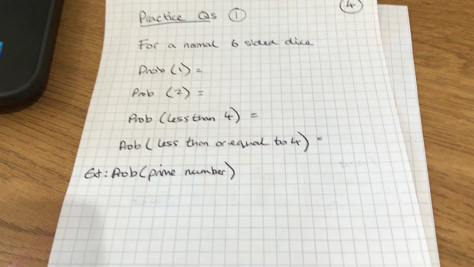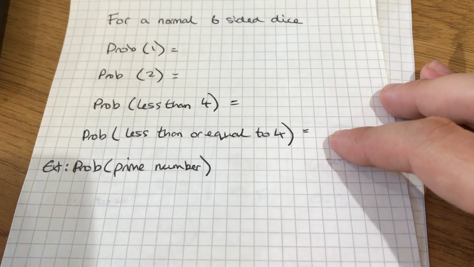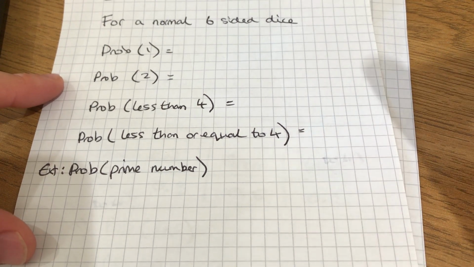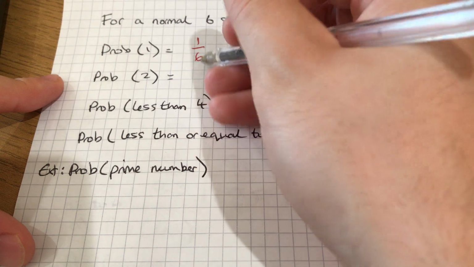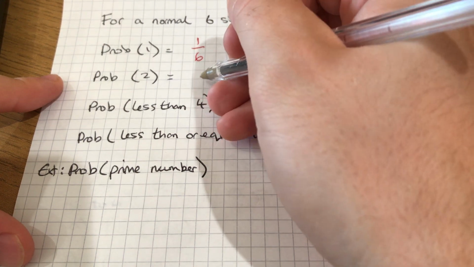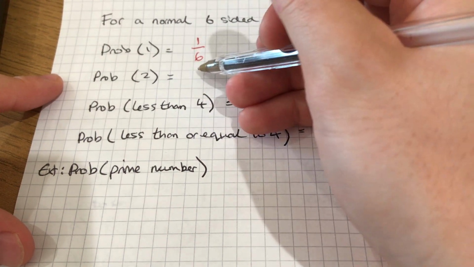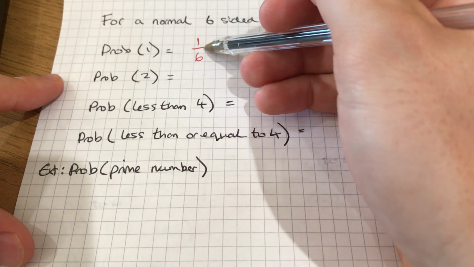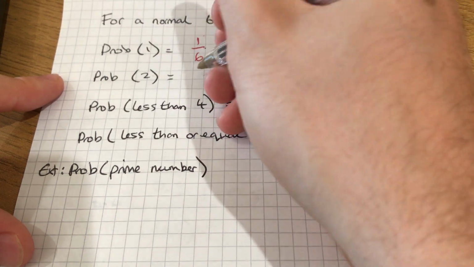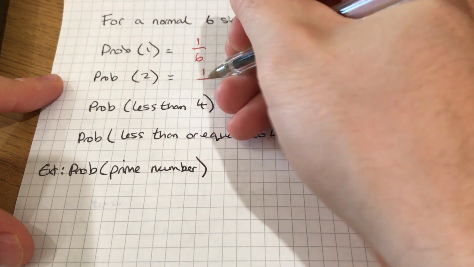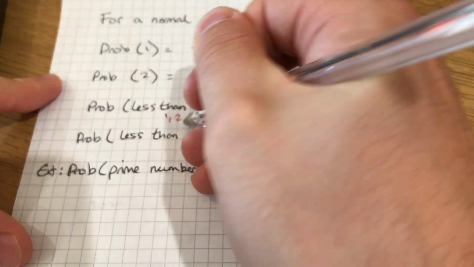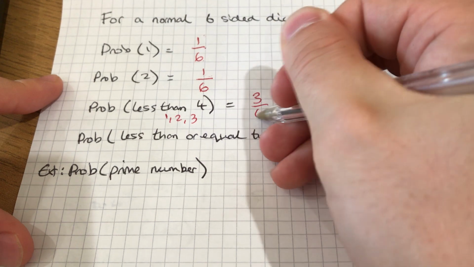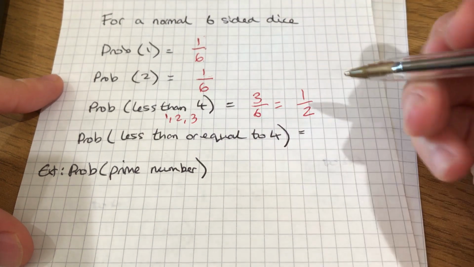Right, hopefully you've paused and unpaused now. So for a normal 6-sided dice, probability of getting a 1 is 1 out of 6, there's only 1. Now, I was hoping to trick you, not to be mean, but sometimes the exam papers will do the same. Don't think 1 is 1 out of 6, 2 is 2 out of 6, because there's only 1 of them, so it's still 1 over 6. Less than 4, so that's 1, 2, and 3. 3 out of 6, or a half.